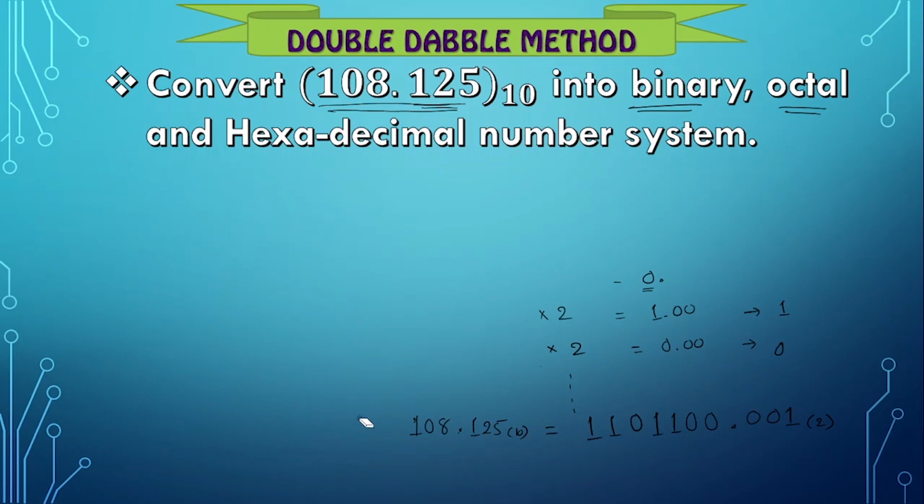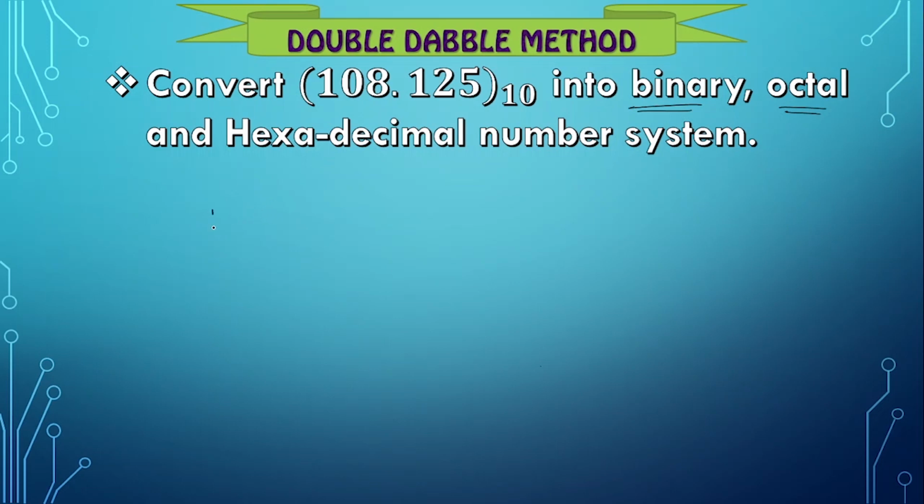So let us just erase all these things. And see, double dabble, many a times many students know how to convert one number from one number system to another, but they don't know the name of that method. So I request you to just remember the name. This method is called the double dabble method.